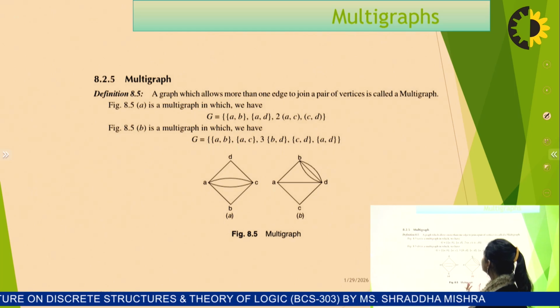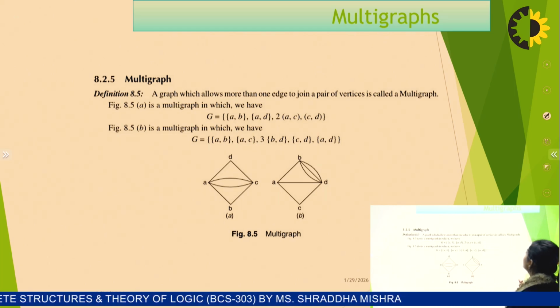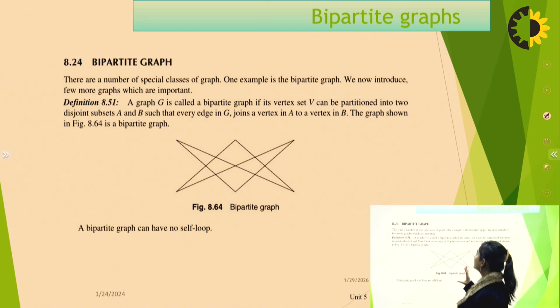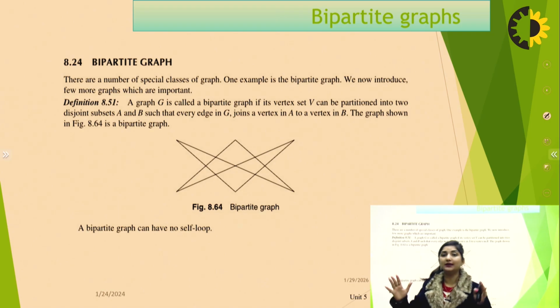So, what is a multigraph? A graph which allows more than one edge to join a pair of vertices is called a multigraph, right? So, okay, now coming to the most important topic, which is bipartite graph. As the name says, bipartite, you can partition it into two parts, which is bipartite. You can separate it into two parts, that's a bipartite.